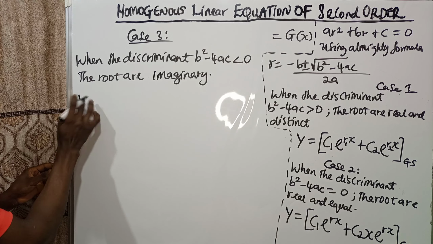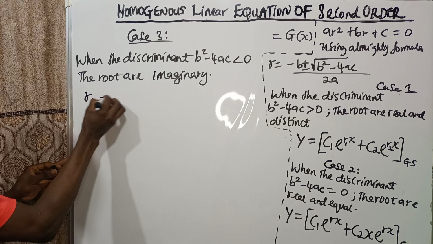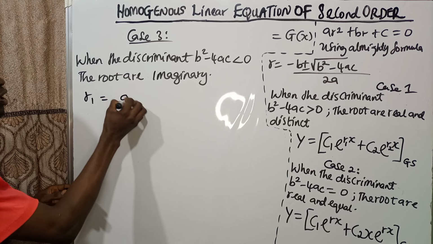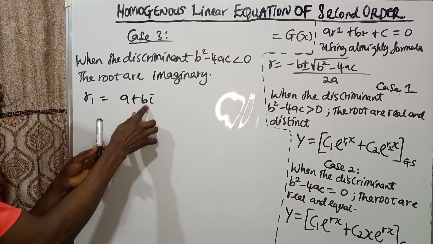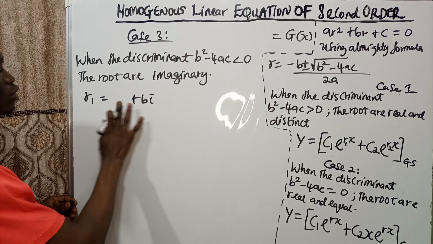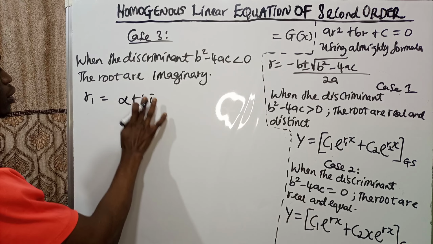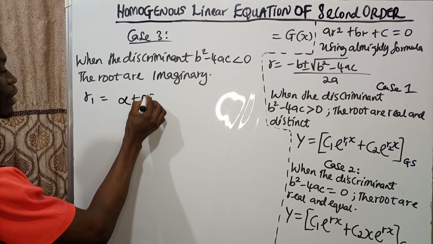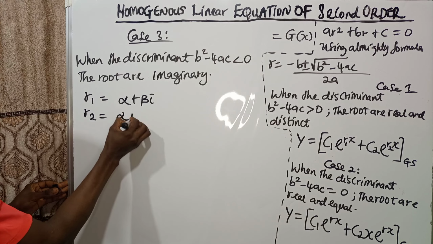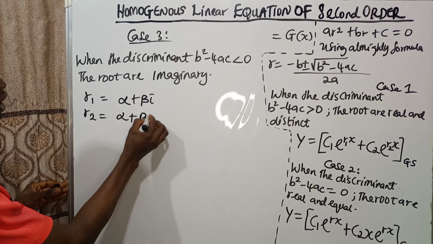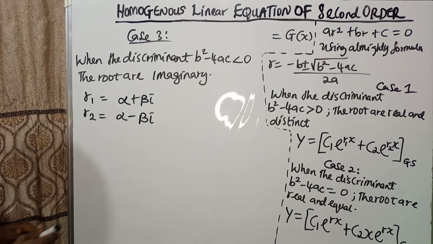The general solution will be, first of all, let us write what our r1 will be. Remember in complex numbers, we have a plus bi. This one is the real part, but this one is the imaginary part. So I will replace this with alpha plus beta i. Now our r2 will be alpha minus beta i.